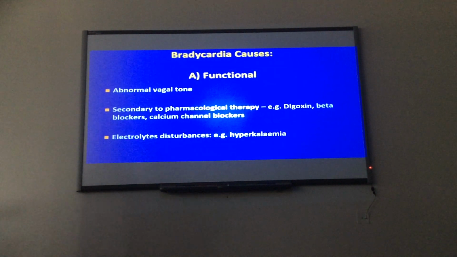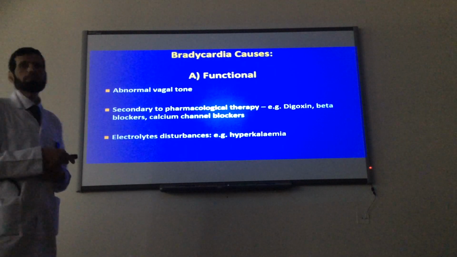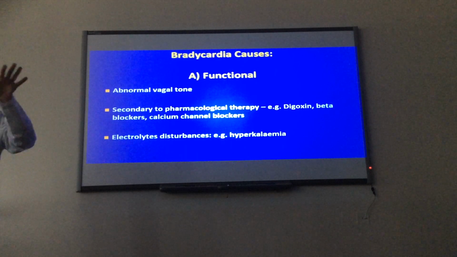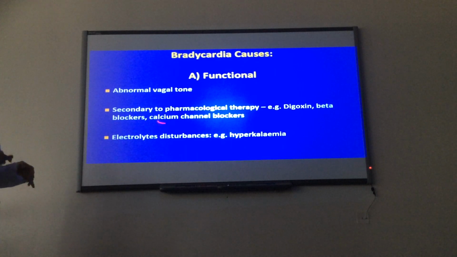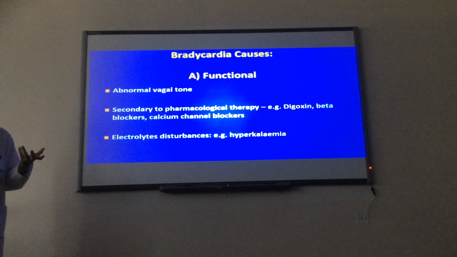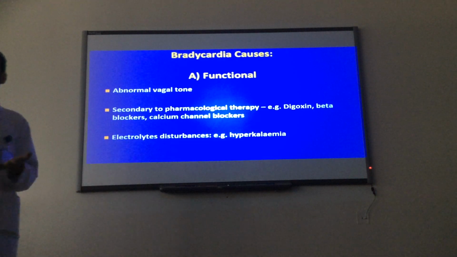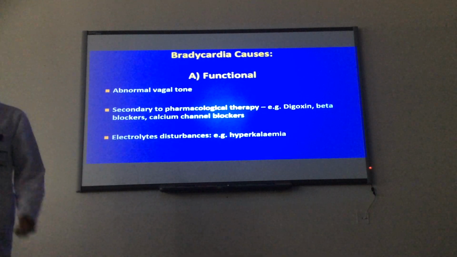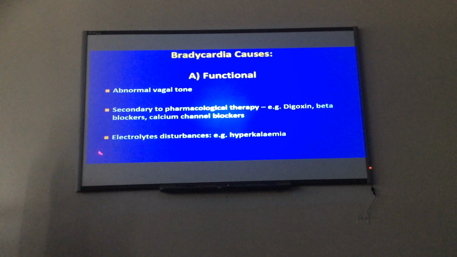Another typical example is pharmacological causes, like medications. We know beta blockers, calcium channel blockers, digoxin, and most antiarrhythmic medications can slow the heart rate. Sometimes if the patient doesn't necessarily need, for example, a beta blocker, we stop it, and the heart rate goes back up to normal. This is okay, just secondary to the medication, so it's not pathological; the conduction system is not diseased.